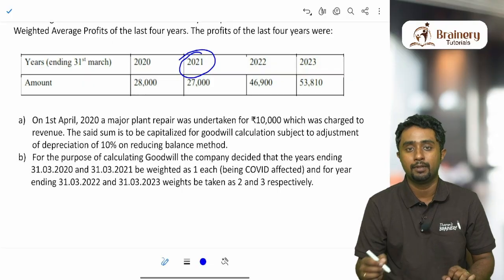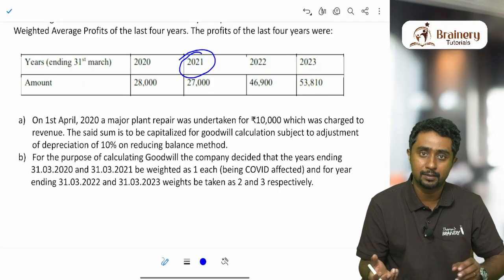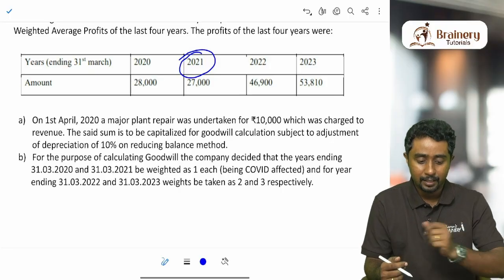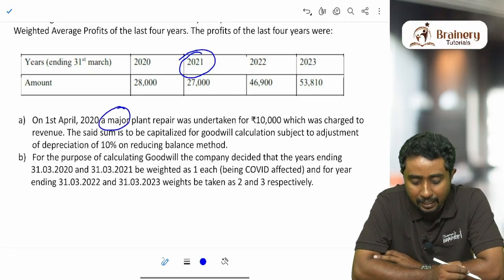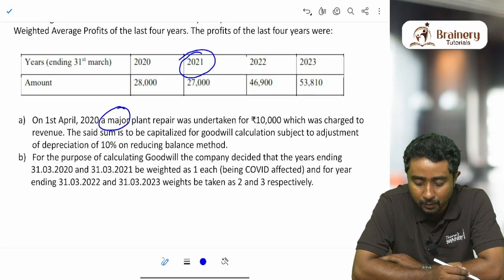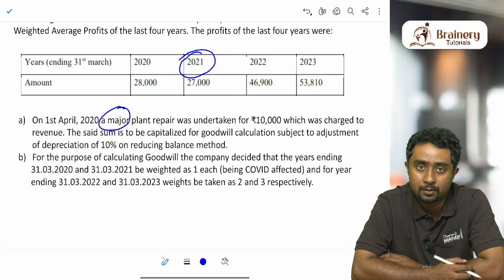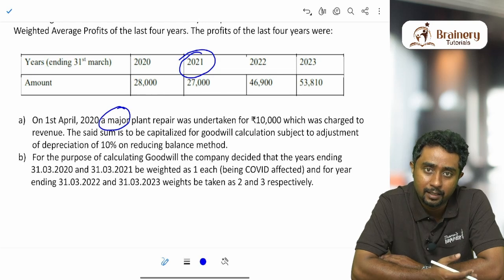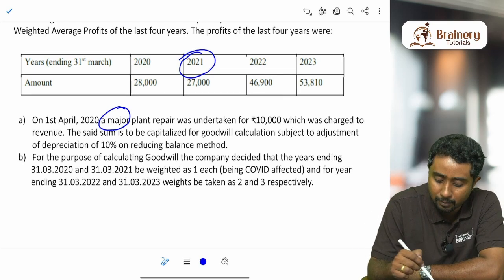What is the mistake that we made? You must be thinking, I'm always saying mistake, mistake, mistake. Where is the mistake here? Here the mistake is because of this statement: a major planned repair was undertaken for 10,000, which was charged to revenue. Normally you think repairs is a normal expense only, so what is wrong with writing it in the profit and loss account? Here the problem is they are talking about a major planned repair.